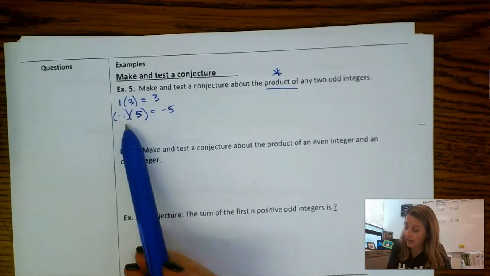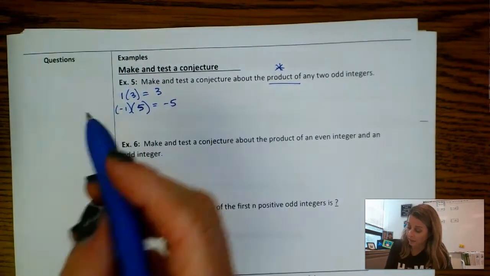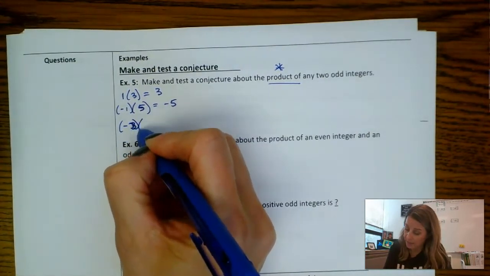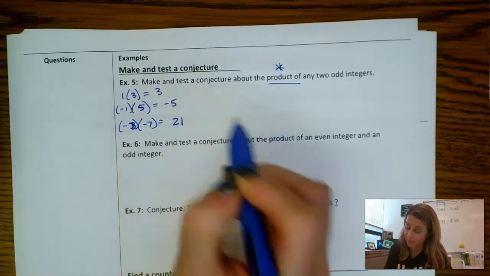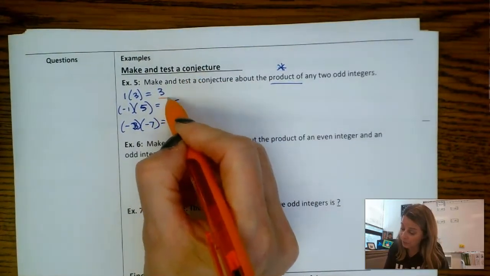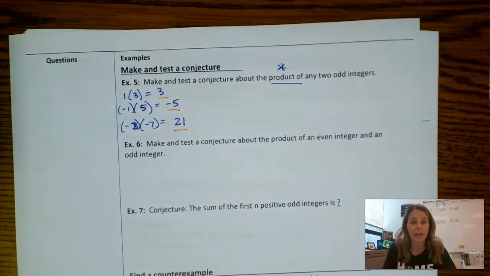And then I haven't done 2 negatives. Let's see what I get on that one. So how about maybe a -3, I don't know, and a -7. That would give me 21. So I am trying to write a conjecture about the products. So here are my 3 products, and I've got a variety of positive and negative.